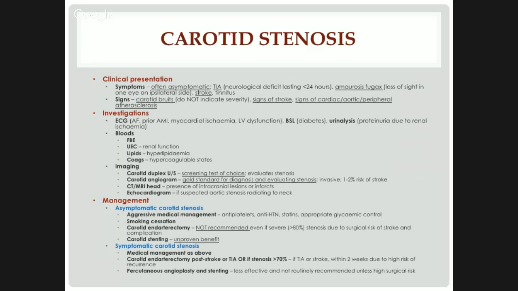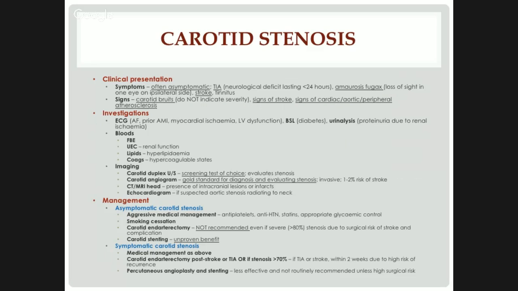But remember, a TIA is in effect a stroke. It'll present with exactly the same symptoms. It's just that it's reversible. But in an EMQ, if you see someone having a unilateral loss of vision, which came back 10 minutes later, that's amaurosis fugax. That's a TIA. So you've got your diagnosis. It's a TIA due to probably carotid stenosis.